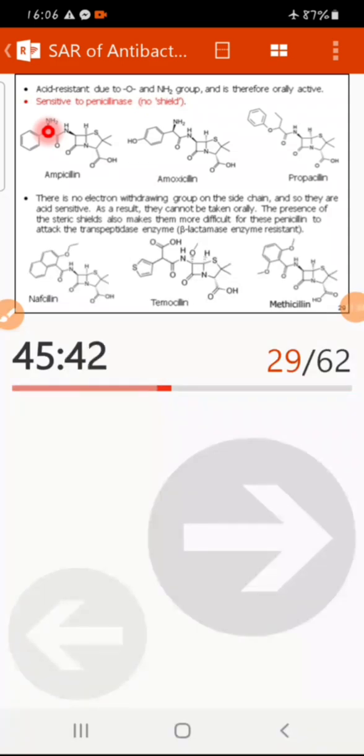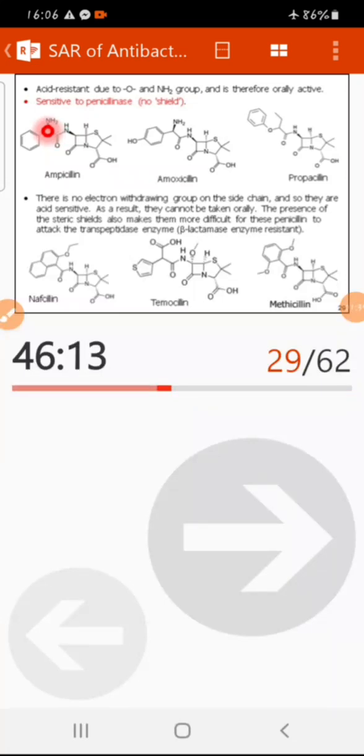Look, on the alpha carbon there is an amino group, which is electron withdrawing. Therefore, ampicillin is an acid stable, orally active compound, because it has an electron withdrawing group. And ampicillin has broad spectrum because there is a hydrophilic group on the alpha carbon.